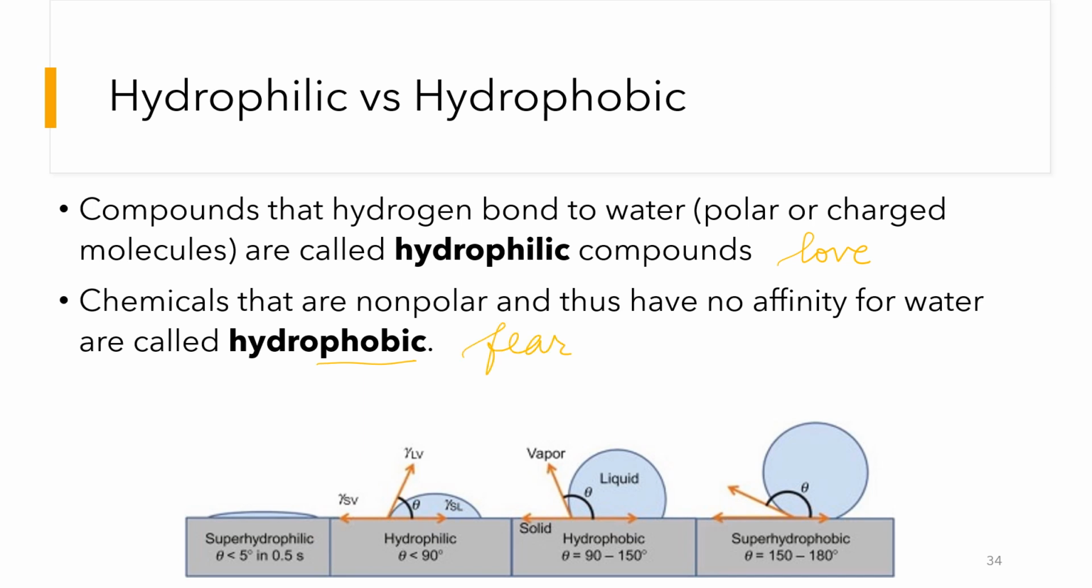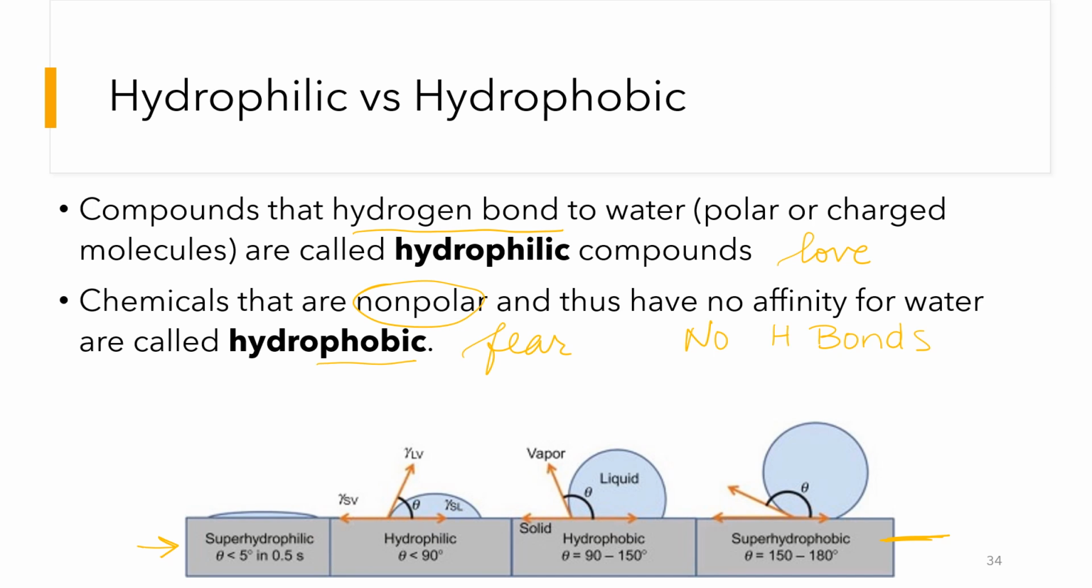So hydrophilic compounds love water and are attracted to it, and they can form hydrogen bonds with that water. Anything that is nonpolar cannot form a hydrogen bond, so no hydrogen bonds, and we call it hydrophobic. And there's a scale to how hydrophilic or how hydrophobic certain substances are. We have super hydrophilic substances that very readily form hydrogen bonds with the water. And then we have super hydrophobic compounds that almost repel water.